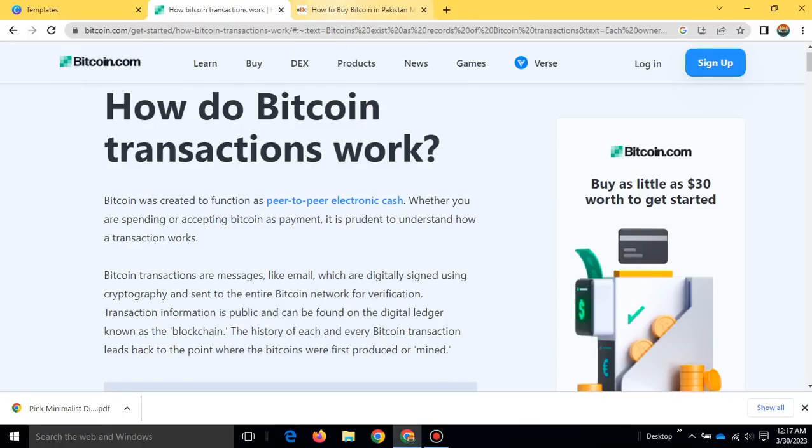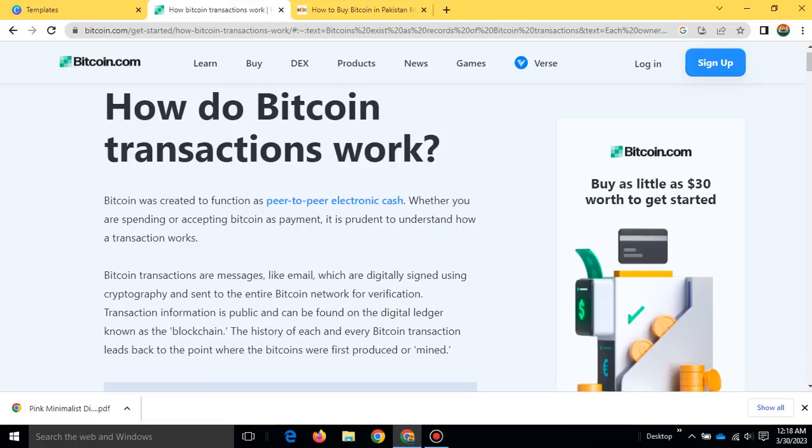In this video, we will be talking about how do Bitcoin transactions work. Bitcoin was created to function as peer-to-peer electronic cash. Whether you are spending or accepting Bitcoin as payment, it is prudent to understand how a transaction works. Bitcoin transactions are messages like email which are digitally signed using cryptography and sent to the entire Bitcoin network for the verification. Transaction information is public and can be found on the digital ledger known as blockchain.